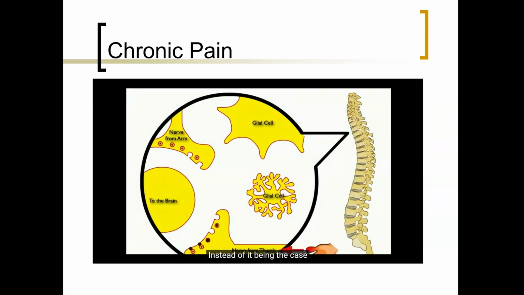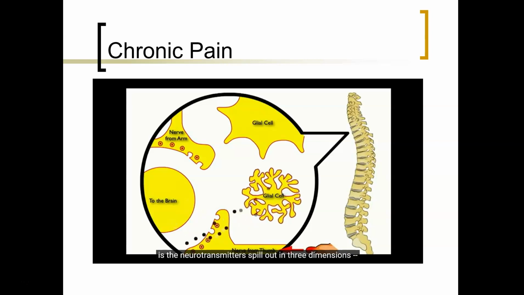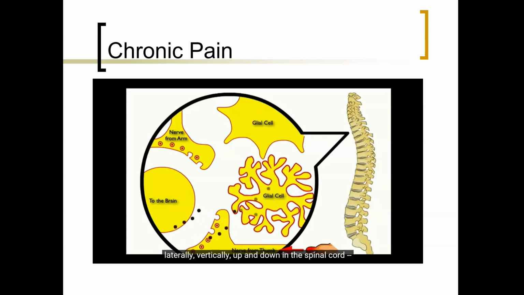Instead of that junction box in the spinal cord being just simply where one nerve communicates with the next nerve by releasing these little packets of chemical information called neurotransmitters in a linear one-on-one fashion, in fact, what happens is the neurotransmitters spill out in 3 dimensions, laterally, vertically, up and down in the spinal cord, and they start interacting with other adjacent cells.